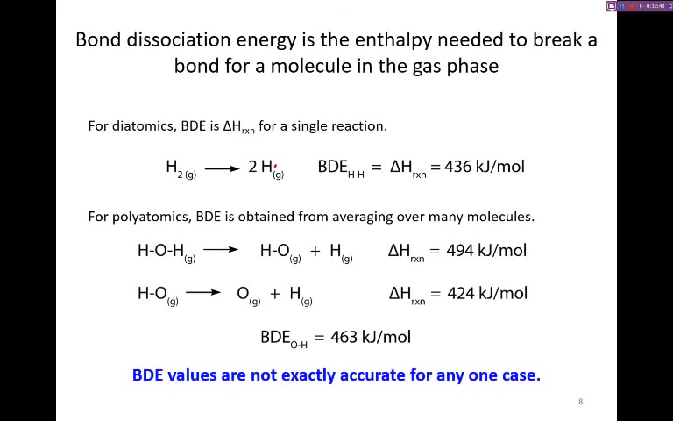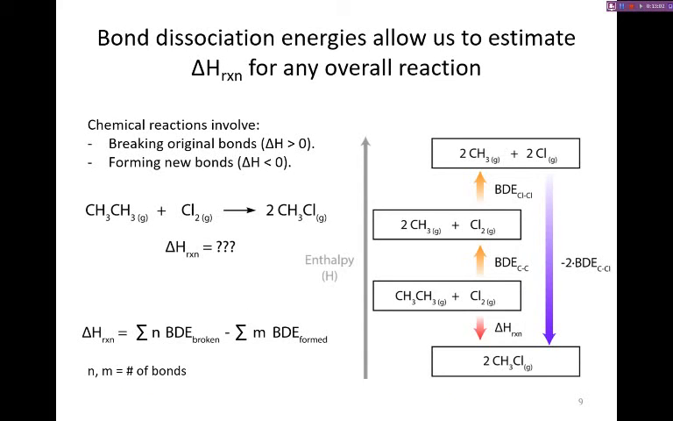So what we see then is that bond dissociation values are not 100% accurate for any one case, but they're a good enough approximation that we're able to use them. We're able to use bond dissociation energies to estimate the enthalpy of reaction for any reaction. This is another application of Hess's law. And so to review what we've talked about before, when we break bonds, that's going to be endothermic. When we form bonds, it's going to be exothermic.